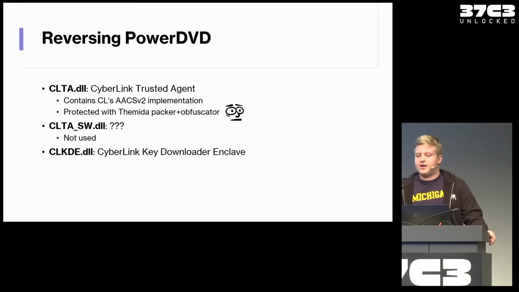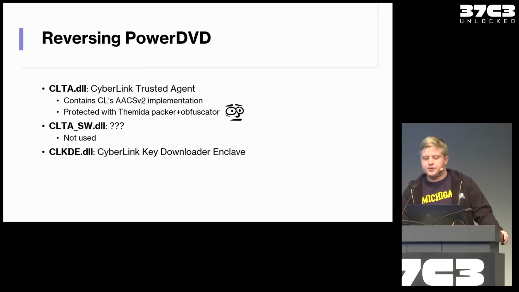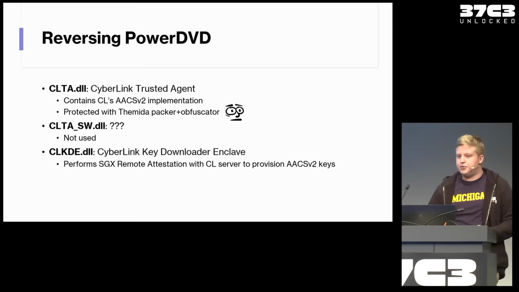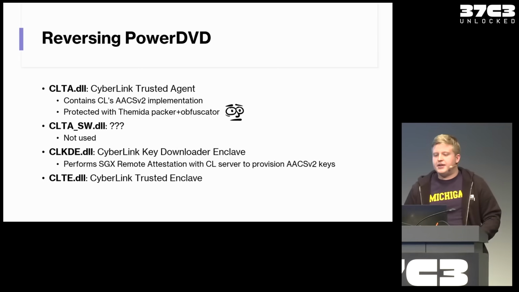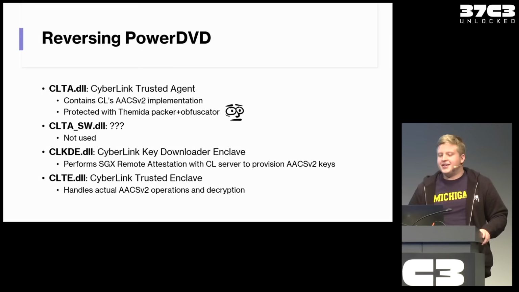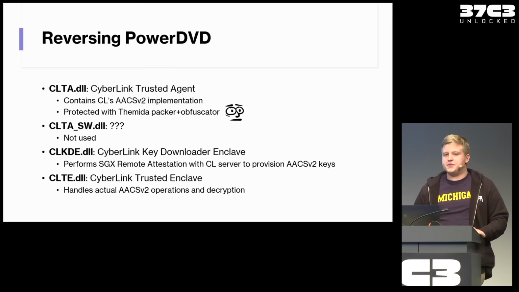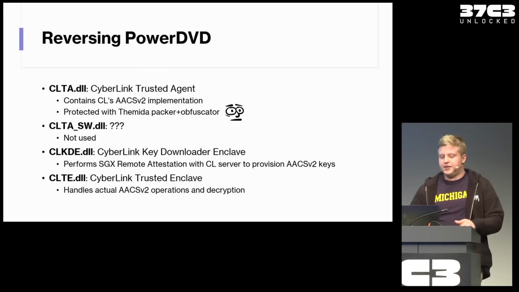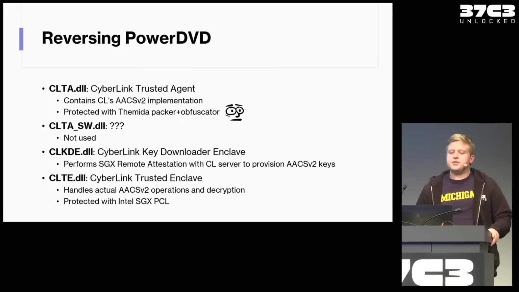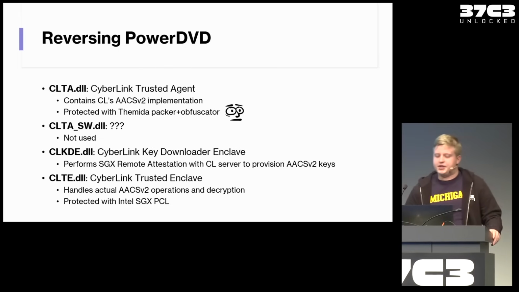CLKD, now this is the first enclave we encounter, stands for Cyberlink Key Downloader. And this is the enclave that actually performs the remote attestation to securely provision the keys into your machine. And CLTE, which is the trusted enclave, is also an enclave. But this is the enclave that actually handles the operations of AACS V2, decrypting the movie files and passing them to an HDCP compliant sink. And this is interesting because it's protected with something called Intel SGX PCL.